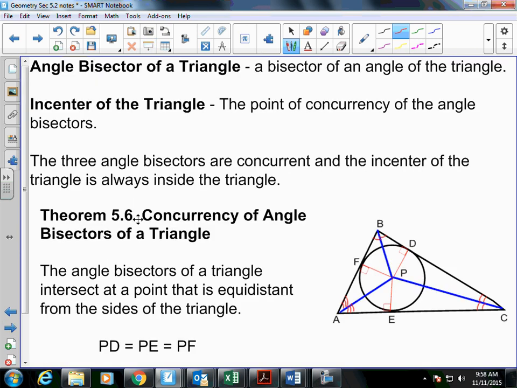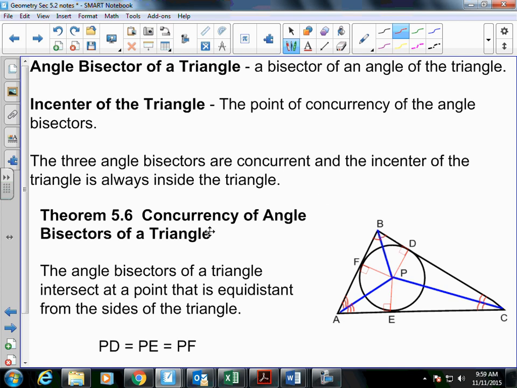So then angle bisector of a triangle, it's going to be a bisector of an angle of the triangle. Remember, a bisector of an angle just splits the angle perfectly in half into two congruent angles. And then the incenter of the triangle is going to be the point of concurrency of the angle bisectors. And the three angle bisectors are concurrent, meaning they're all going to intersect at one point again. And the incenter of the triangle is always inside the triangle. So incenter, where all these angle bisectors in blue intersect, would be the incenter.